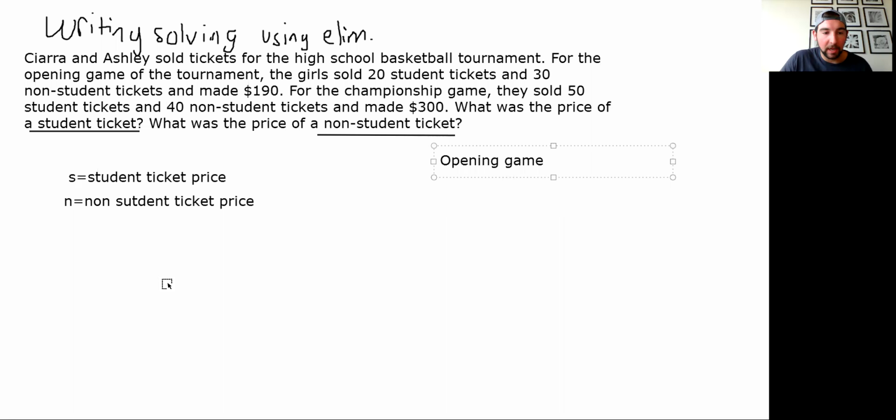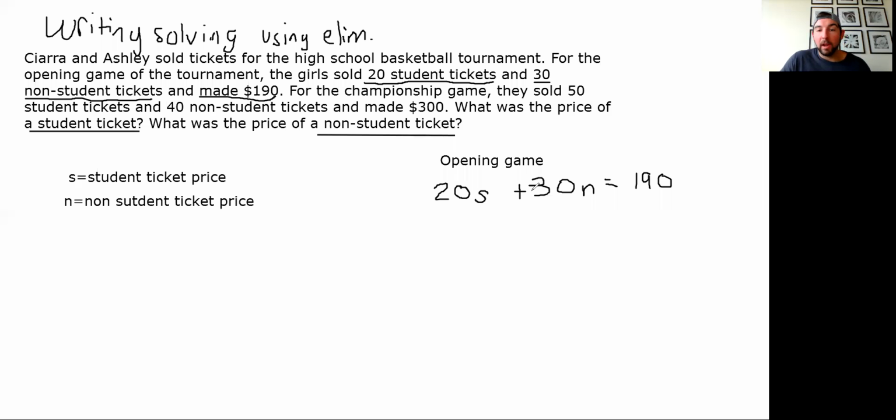So if we're talking about the opening game, let's talk about how we associate that with variables. The first thing I have is 20S. How did I get 20S? Well, I sold 20 student tickets. And then I had 30N. Well, that's non-student tickets, and that equals $190. So 30 non-student tickets, and I made 190.